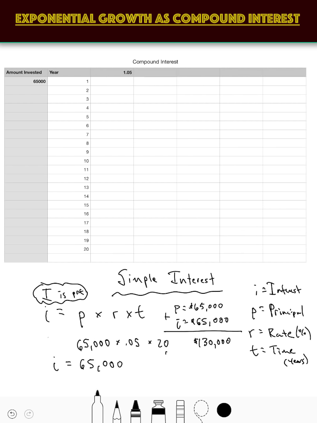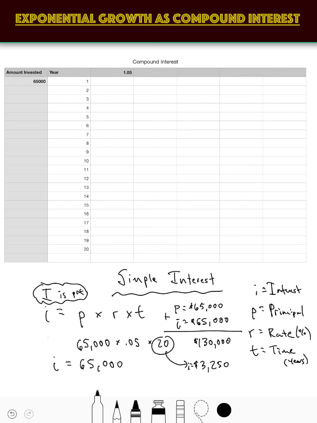In each year we make a fixed amount, and that fixed amount is $3,250. So each year we make interest of $3,250. We multiplied that by our 20 years and it gave us $65,000. So basically in 20 years, following simple interest, we double the amount that we make.